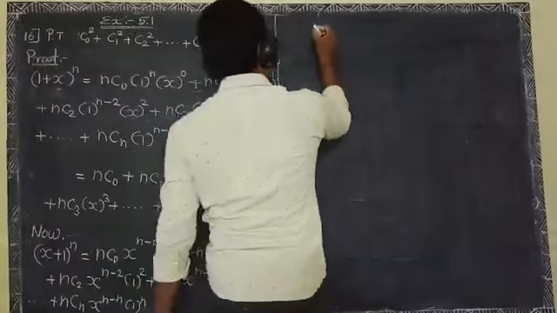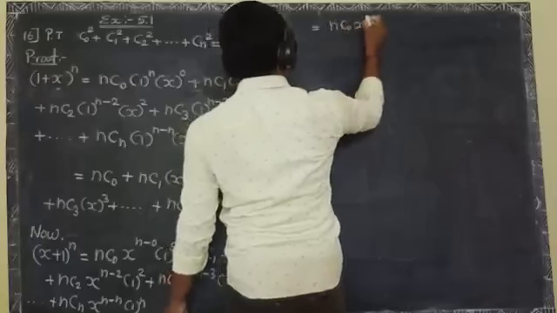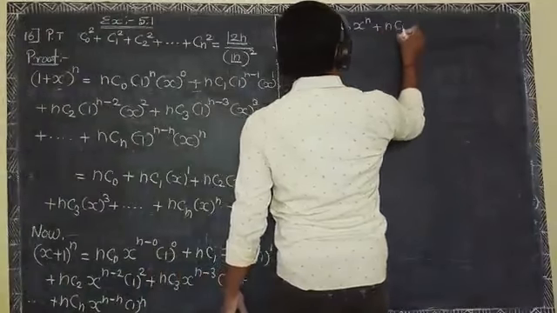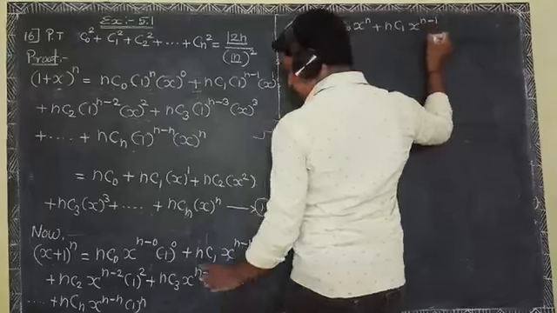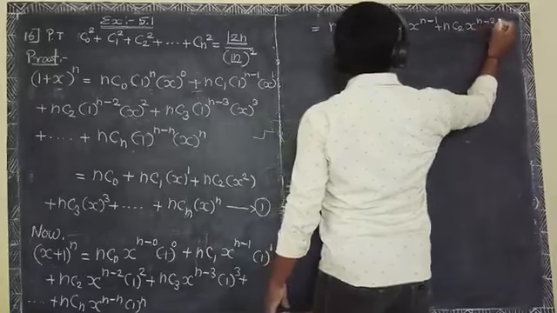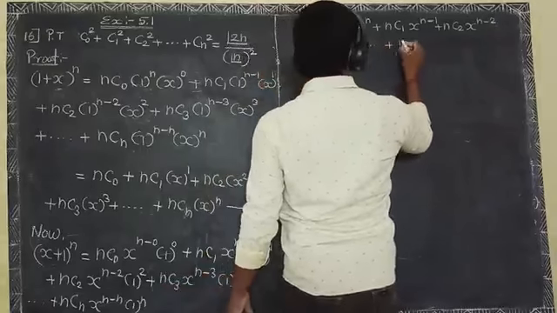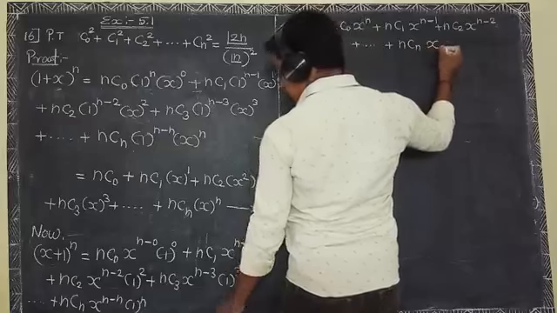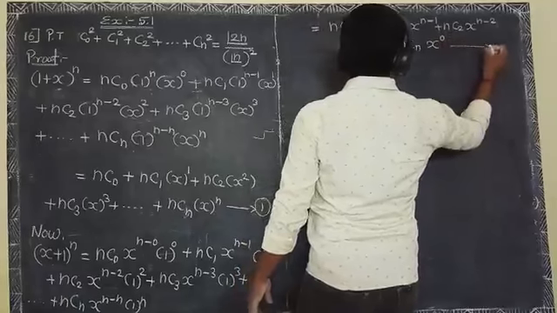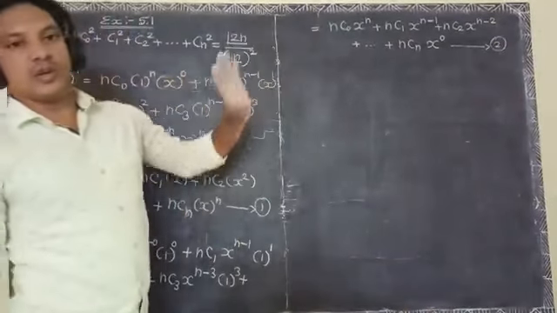Simplifying this, we get nC0 x power n, plus nC1 x power n minus 1, plus nC2 x power n minus 2, plus and so on. Then the last term is nCn x power n minus n, which is x power 0. This is equation number 2. This is equation number 1, this is equation number 2.